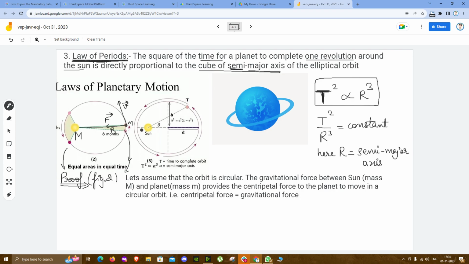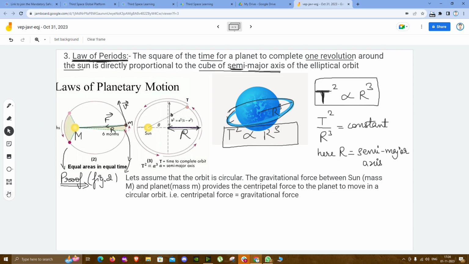See, this is the major axis, and the semi-major axis is the distance from here to here. This is the semi-major axis A. So let's say in this case it is R. So the square of the time, that is 1 year in our Earth's case, will be directly proportional to the semi-major axis cube, R cube. This is as simple as that. So this is the law of periods. T square is equal to R cube.